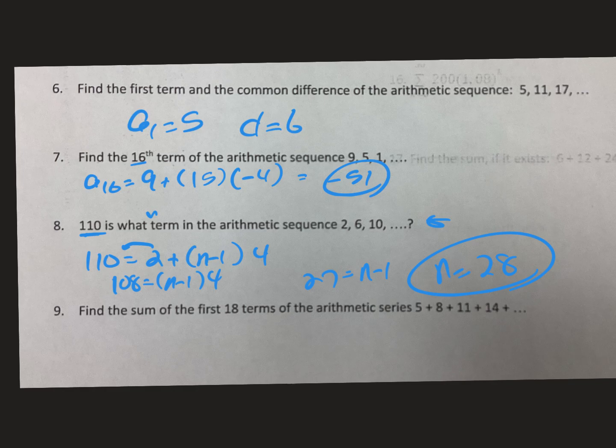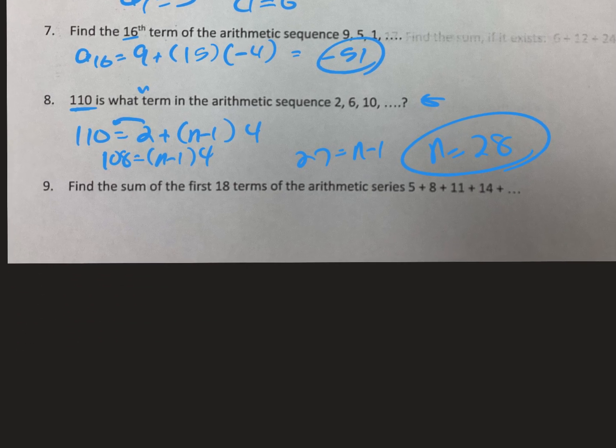Number 9, find the sum. Now I'm using the sum formula. Okay, so I'm doing the sum of the first 18. So we'll do 18 over 2. The first term is 5. Now here's the problem. I don't know what the 18th term is. And if you don't know something in that formula, you go back and do the original formula.